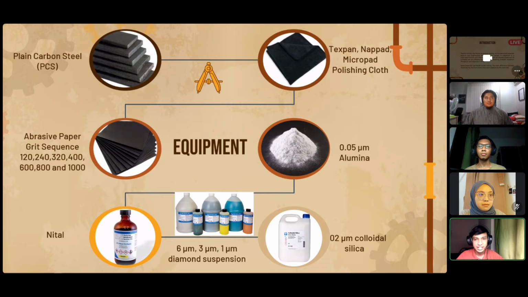There are 7 materials in this task. First, plain carbon steel PCS, test pen, notepad and micropad polishing cloth, abrasive paper grit sequence, 0.05 alumina, nickel, diamond suspension, and lastly colloidal silica.